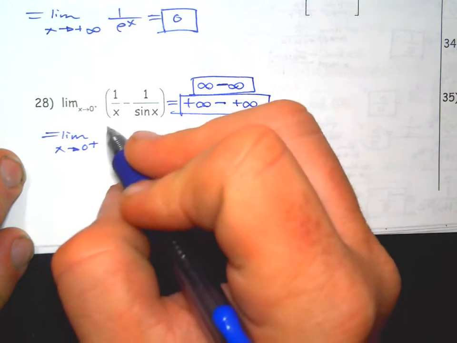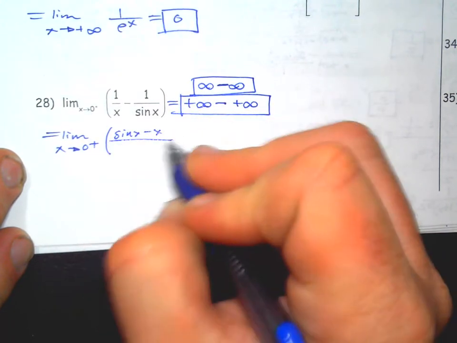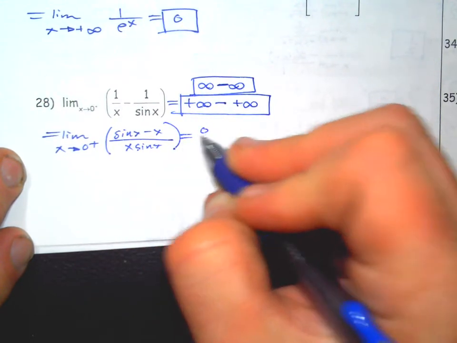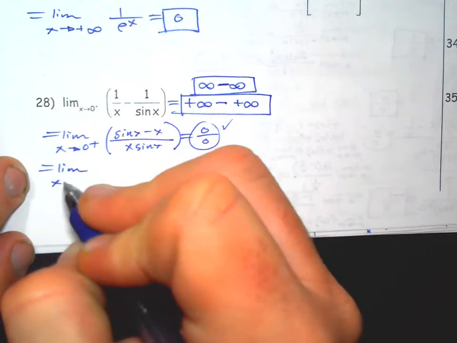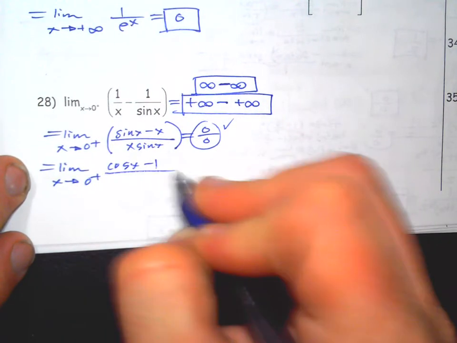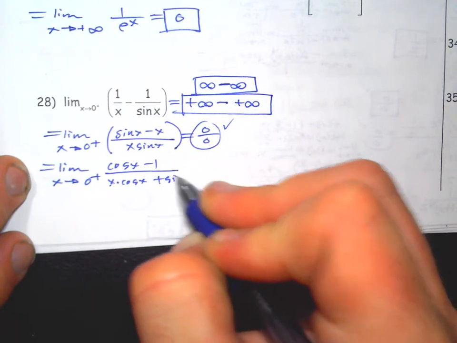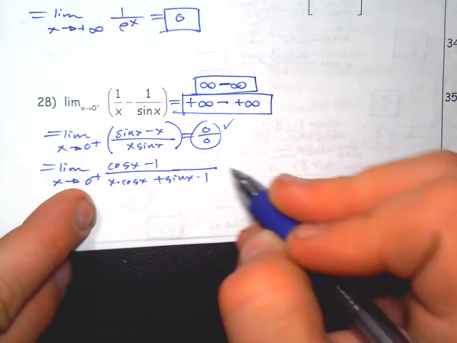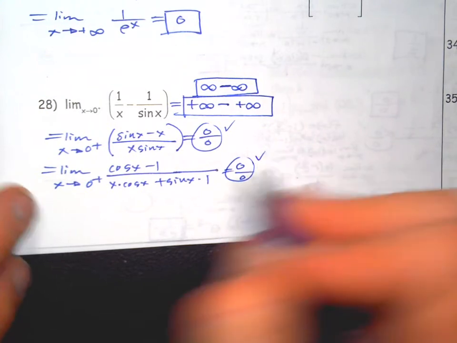These ones are. I'm going to combine them together into the same fraction, use least common denominator. And so now we're going to get 0 over 0. So now we can do L'Hopital's rule. Cosine x minus 1 over, I got to do product rule on the bottom, x cosine x plus sine x times 1. Now if I plug 0 into this, I get 1 minus 1 is 0 on the top, 0 on the bottom. So we're going to do it again.